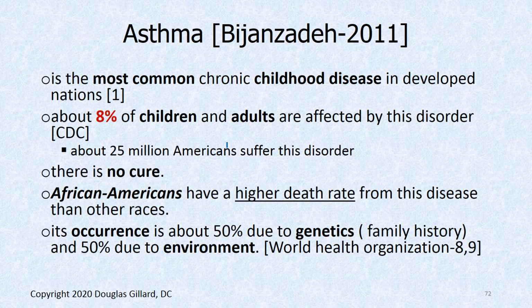So asthma is the most common chronic childhood disease. Some fun facts here. In developed nations, it's more common in kids. Roughly 8% of children and adults are plagued by this condition constantly. They have chronic asthma.